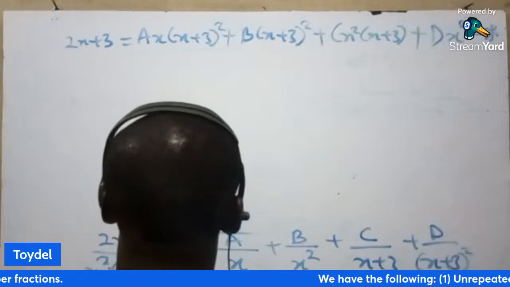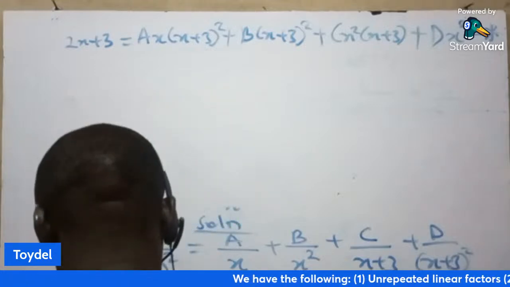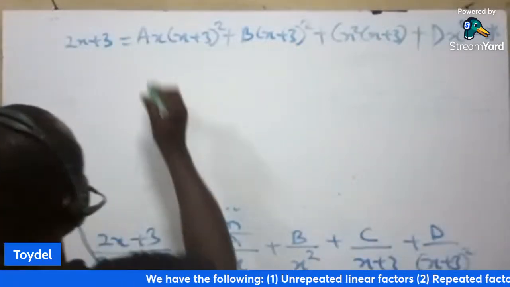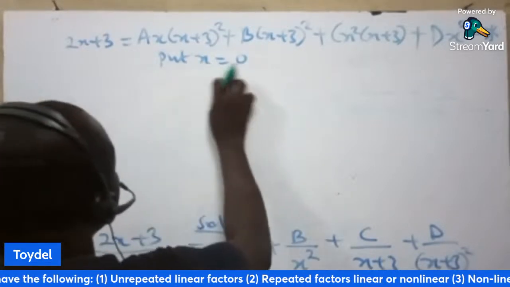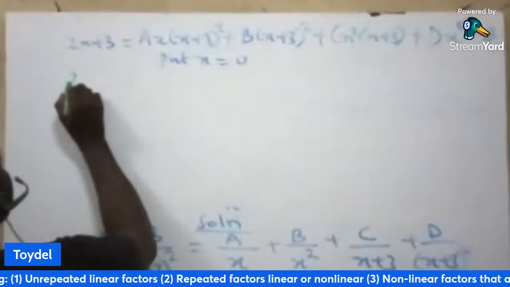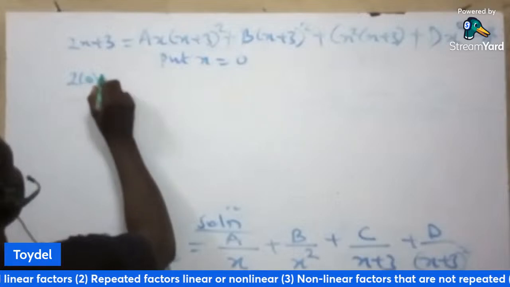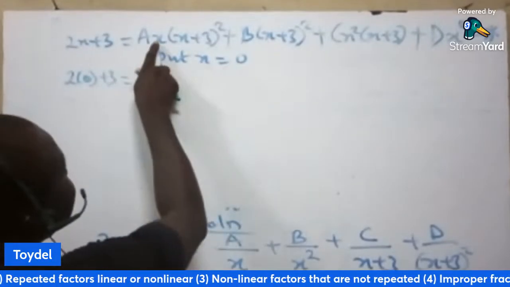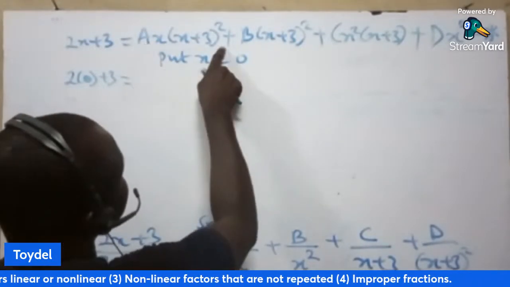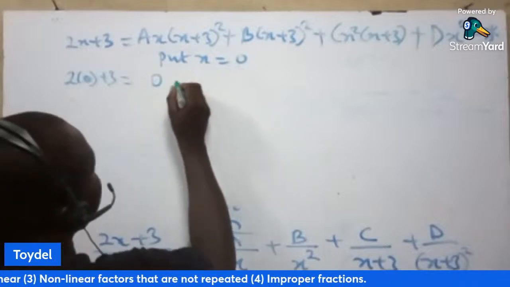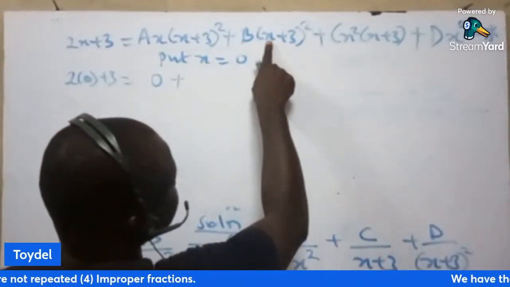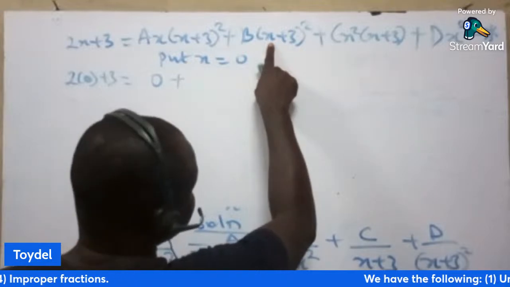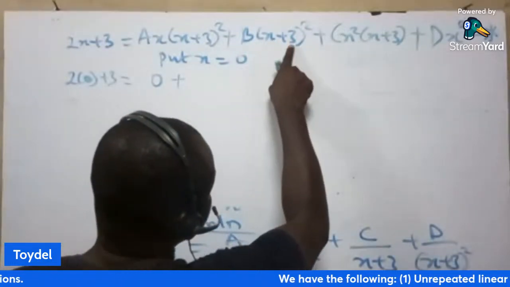We'll be able to get the value of, let's say, B. Since we have S here, I can say put S equal to 0. If S equal to 0 here, what will happen? We have 2 into bracket 0 plus 3 is equal to, once S equal to 0, everything here will vanish. I'm going to have 0 plus, but here we have something. If S equal to 0 here, I will have 0 plus 3, that is 3.